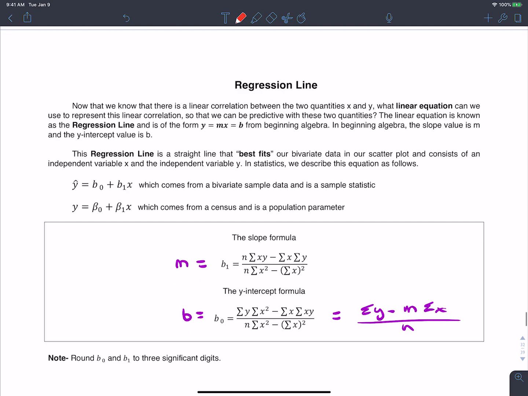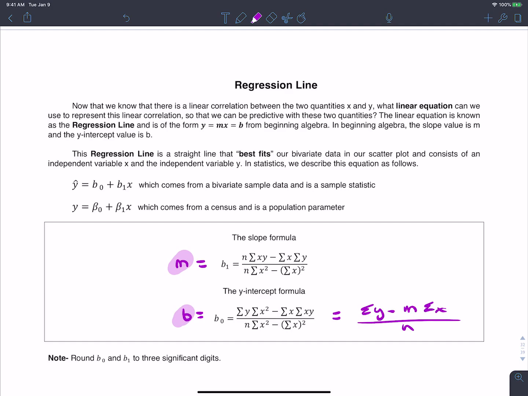So where we're at now is to look at this regression line. And what I gave you guys earlier here was how to obtain the slope and the y-intercept. So notice we need to find when there is a linear correlation, we want to find the best fit line. It's that y equals mx plus b. This is what we're going to use.